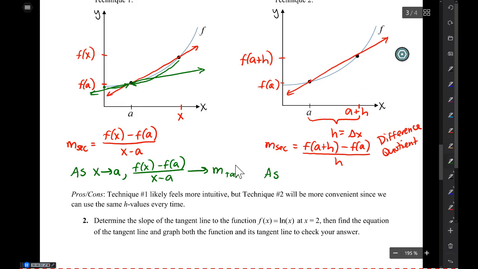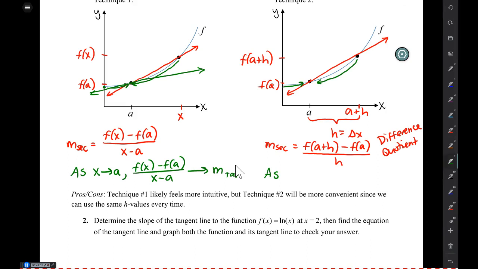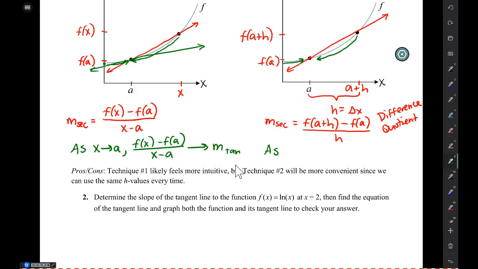If we want this to approach a tangent line, I still want those two points to become closer and closer to one another. But now I have a new definition. I'm not using x, I'm using h. So if these two points are going to become closer and closer to one another, what is going to happen to that variable h? h is going to get smaller and smaller. The distance between those two points will become smaller and smaller. So h is going to approach 0.